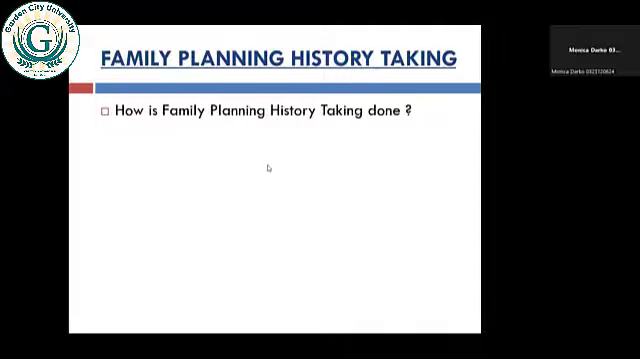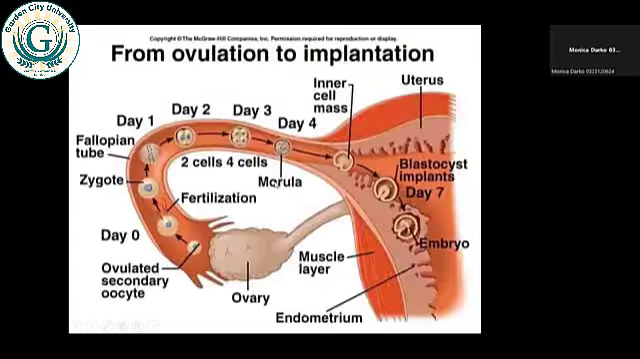Okay. So we will take that as our assignment. Write in your notes how family planning history taking is done. Find out how it is done, write it in your notes and read it. We have to write it in our notes and know it.